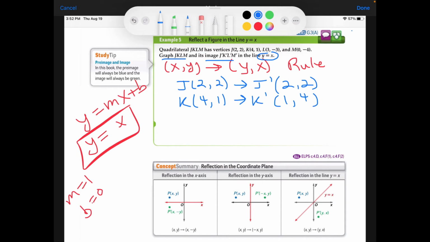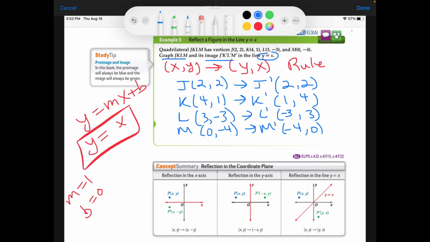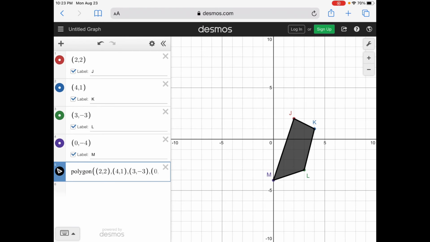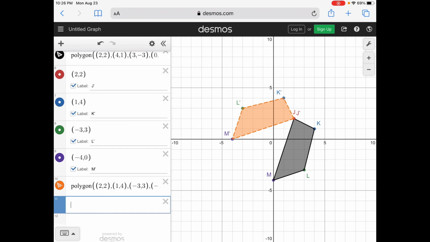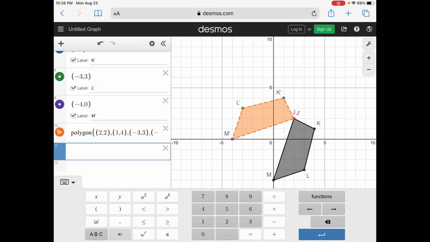And let's keep going. After we have been able to apply the rule, we can go ahead and graph this using Desmos. So here we have the pre-image, the quadrilateral JKLM. Now I'm going to go ahead and plot the points for my image after its transformation. My orange figure now is the quadrilateral after its transformation. And let's go ahead and draw the y equals x line. There it is.